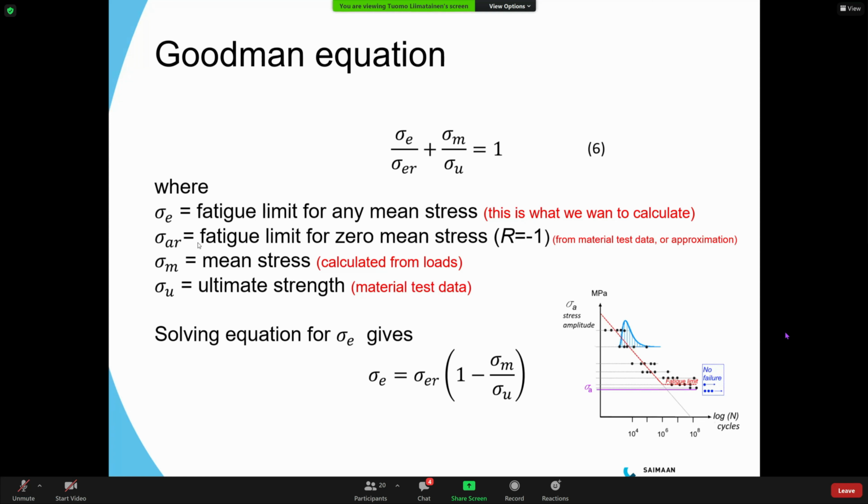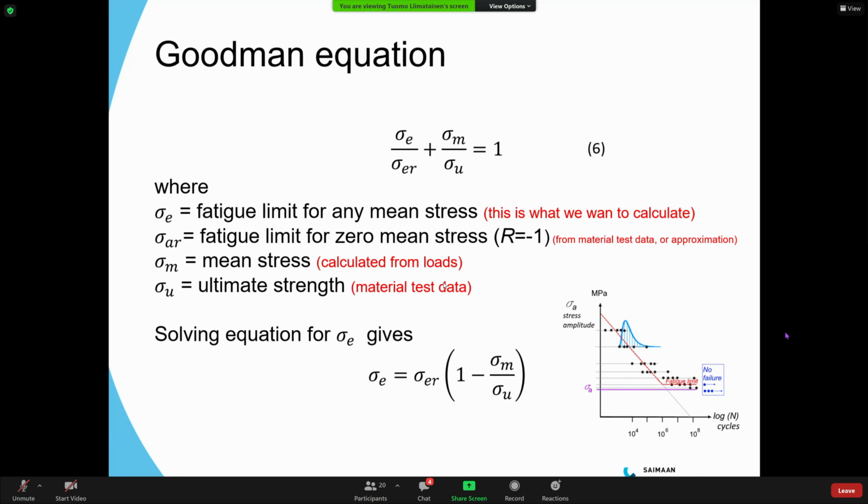This σ_R or σ_A is the fatigue limit for the known mean stress, usually R equals -1. And this is something we can get from the test data. Then we have the mean stress, which we can calculate from the loads. And then we have the ultimate strength, which we also get from the material test data. Now when we solve this equation so that we can obtain σ_E, the value that we want to know, we can form this equation into this kind of shape.